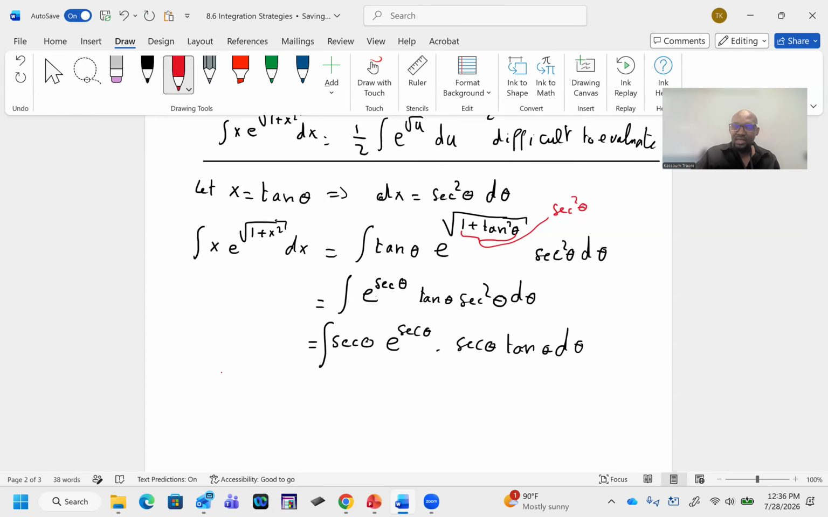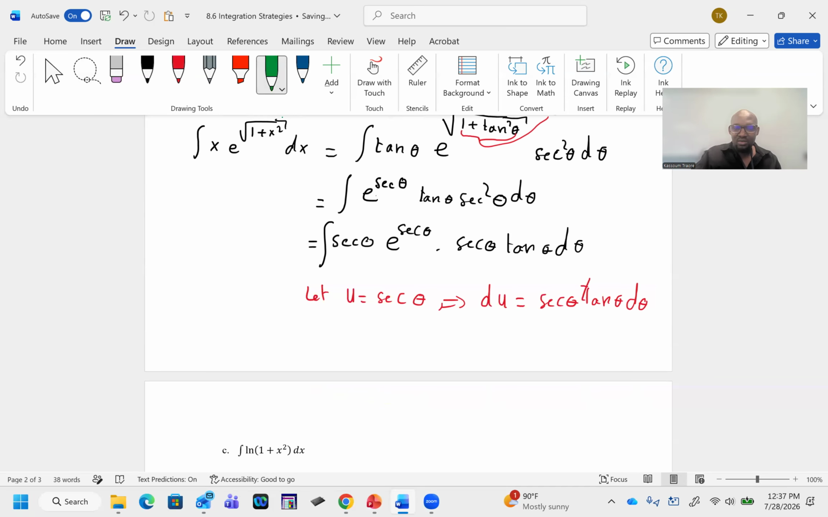Now the substitution that I would use will be, let u be equal to secant theta. Then our du will be what? Secant theta tangent theta d theta, right? So by doing this substitution, you will see now our integral will be u e to the power of u du.